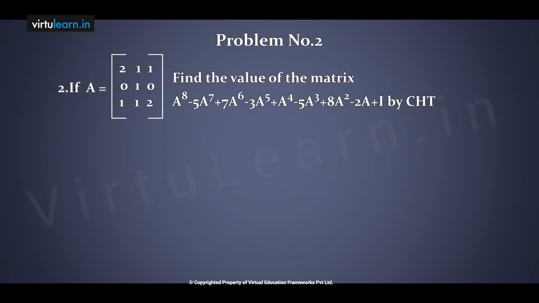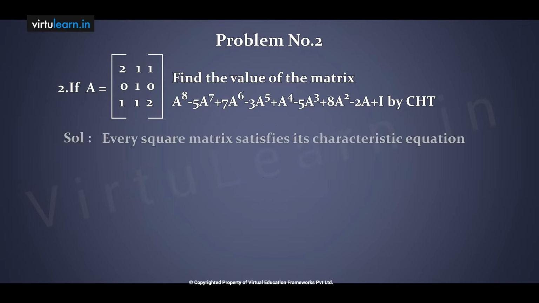You have to calculate the value of this total expression by using Cayley Hamilton theorem. This is the application of Cayley Hamilton theorem. Recall the statement of Cayley Hamilton theorem once again. Every square matrix satisfies its characteristic equation, means you should calculate the characteristic equation of the given matrix. Now the characteristic equation is determinant of A minus lambda I equal to 0. What is the formula for this one? Lambda cube minus C1 lambda square plus C2 lambda minus C3 equal to 0.